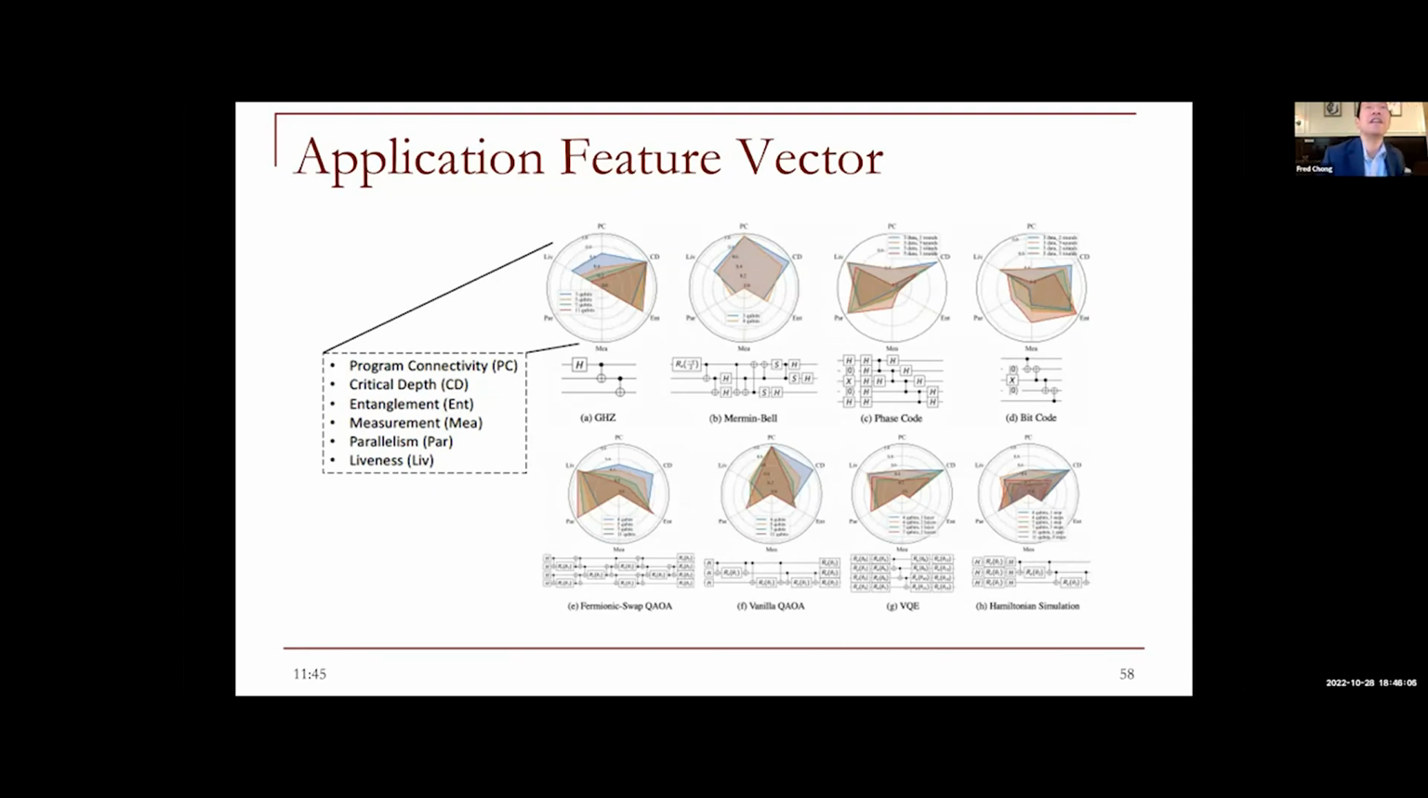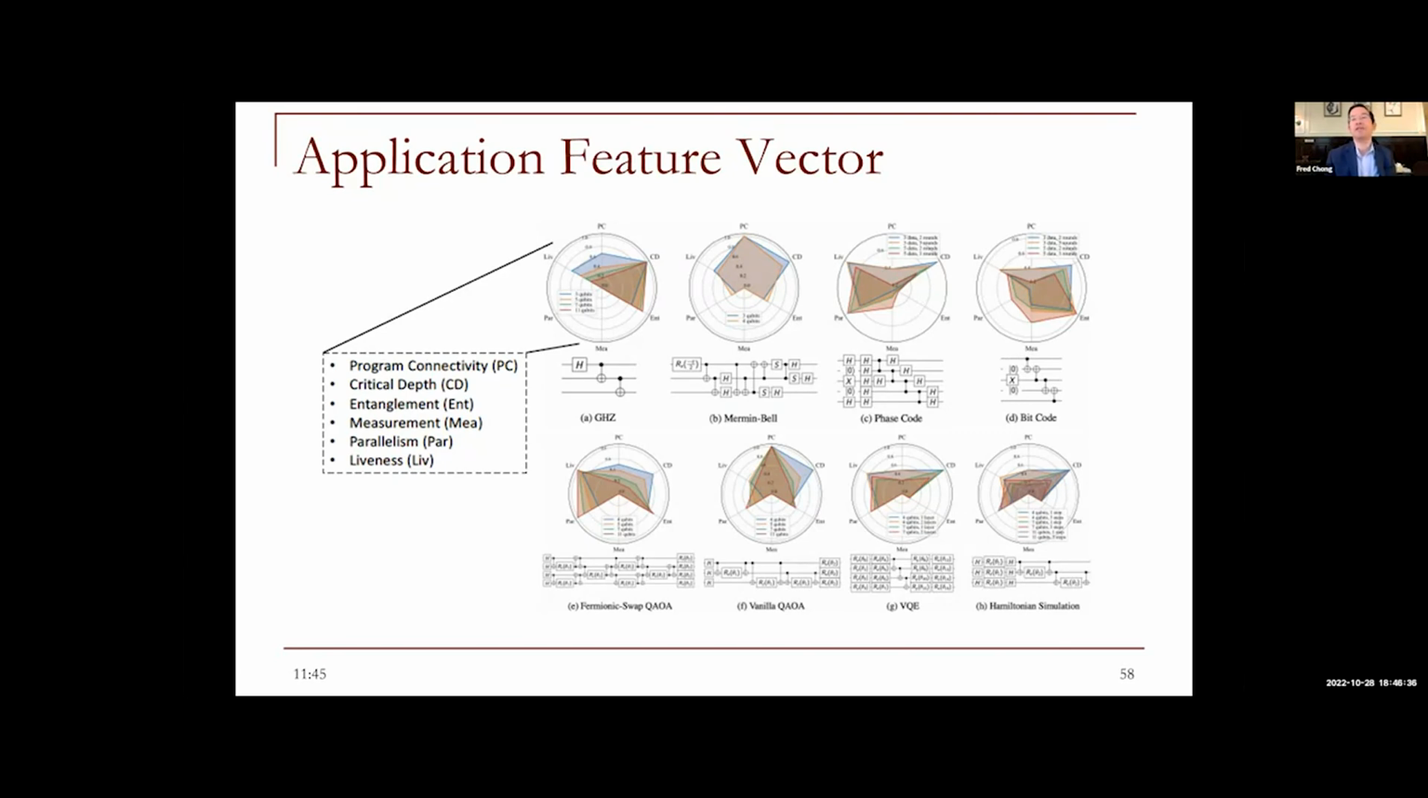So in particular, we have this thing called the application feature vector. It is an evolving quantity, but it looked at things like the communication the program needed, connectivity, the depth of the circuit, the amount of entanglement, how much measurement it used, how much parallelism it had, what was the liveness of the qubits, how sensitive they were to decoherence.